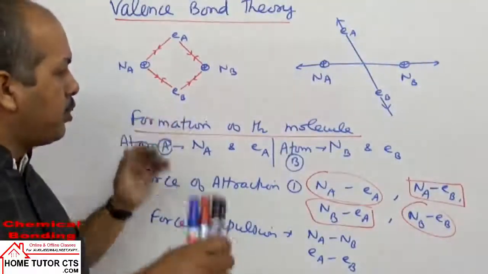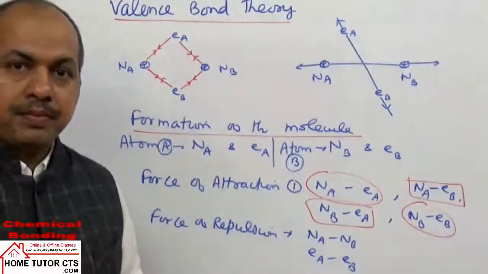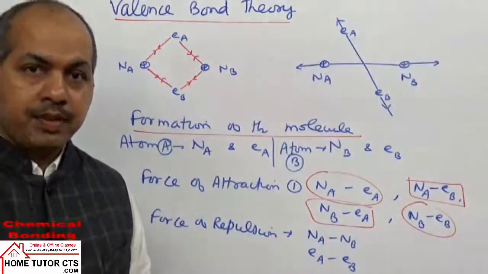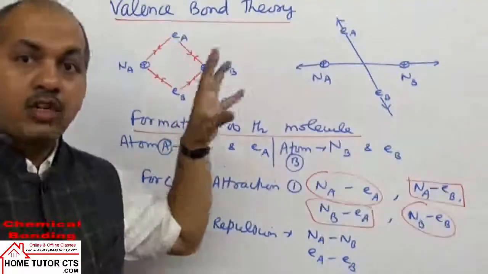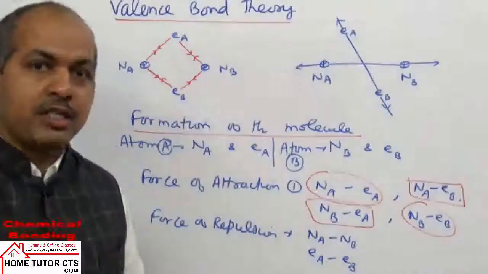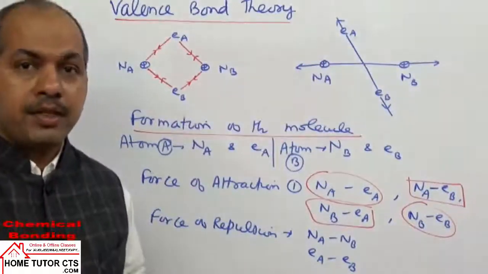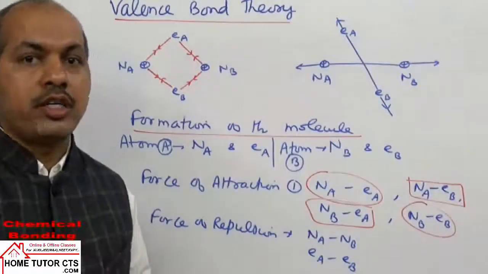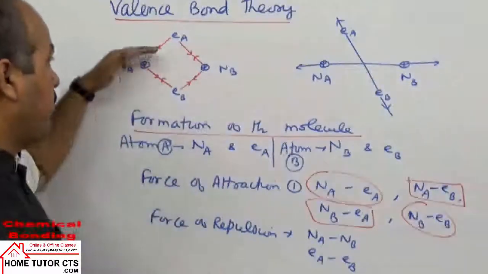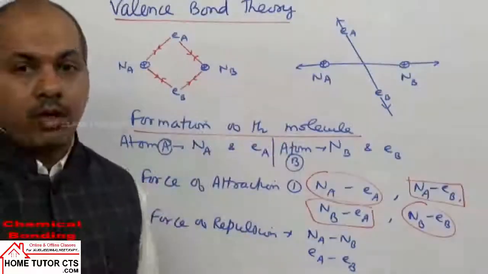Now what happens when they are coming closer? If the energy of the system decreases, then the possibility of chemical bond formation is there. If net interactions cause a decrease in the energy of the system, then there is possibility of chemical bond formation. And if net interactions increase the energy of the system, then chemical bonding possibility does not exist. Using this point, now let us draw the energy diagram for formation of H2 molecule.